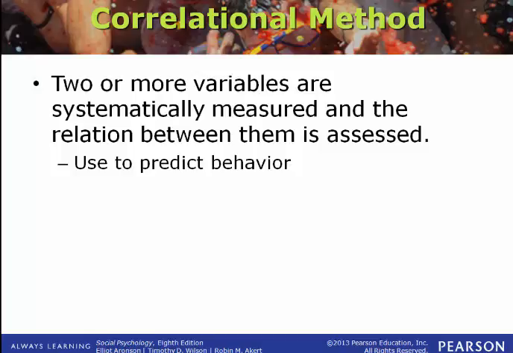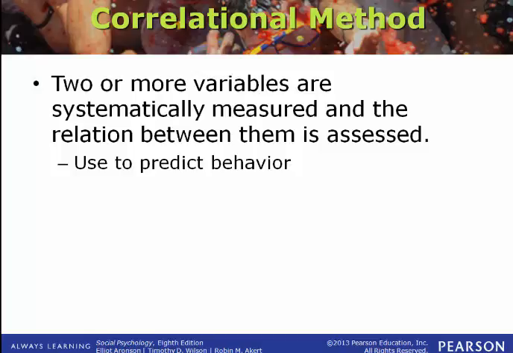Now correlational research has the goal of predicting behavior. So it says two or more variables are systematically measured and the relationship between them is assessed. The idea here is that we know that two things go together. Now with correlational research, as you'll see and I'll talk about later, we can't determine causation, so we can't say why the two things go together. We can just say that they do go together.